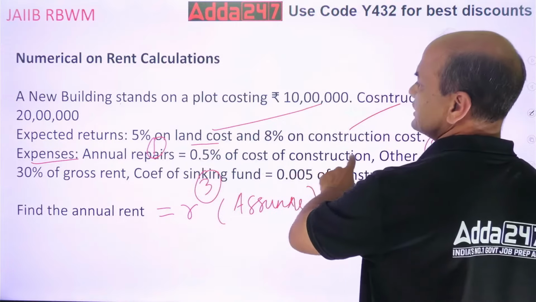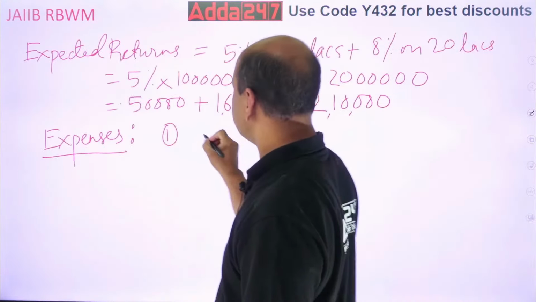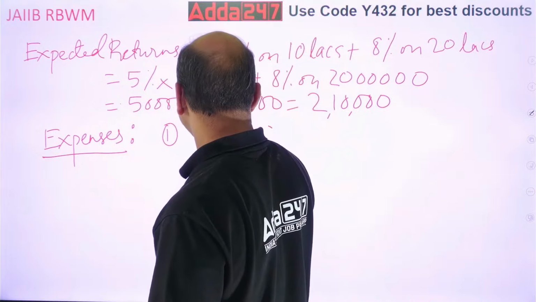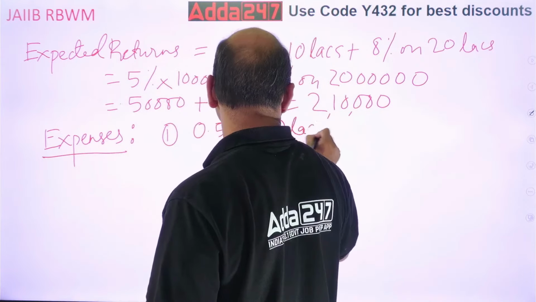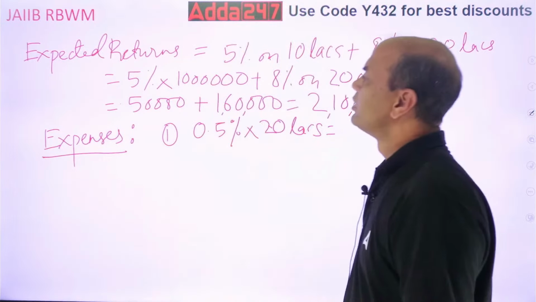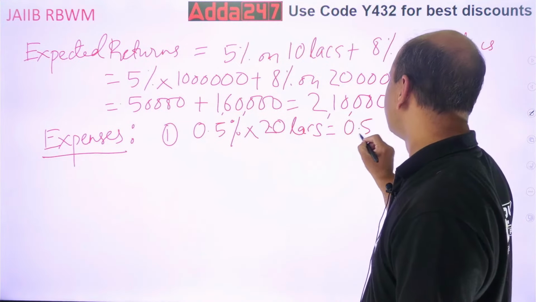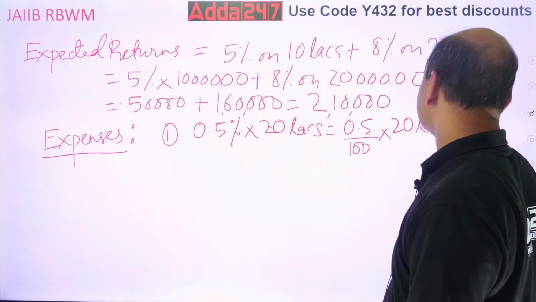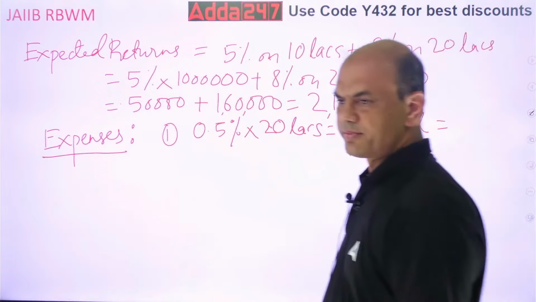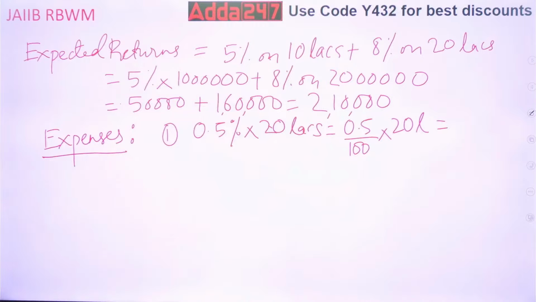0.5% of 20 lakhs. Cost of construction is 20 lakhs. So 0.5% into 20 lakhs. Get the answer. 0.5% of 20 lakhs, so that is equal to 0.5 upon 100 into 20 lakhs. Everyone, try to solve this and get me the answer.